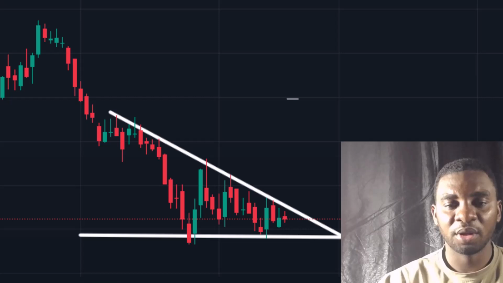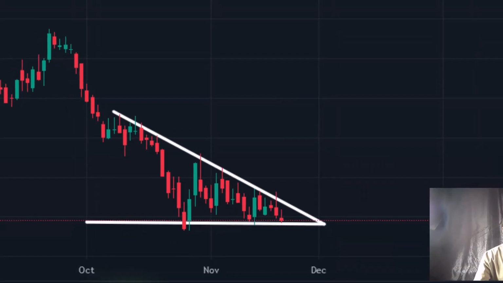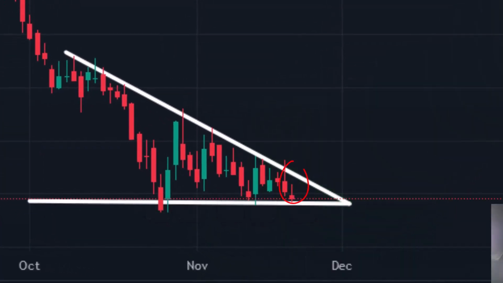Okay, the first candle has been formed. Second candle has been formed. So we have two bearish candles that have been formed. You can see it clearly. So tell me where price will break out to in the comment section, as it is now.